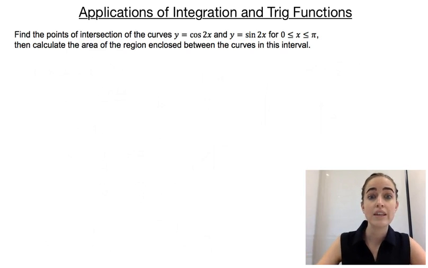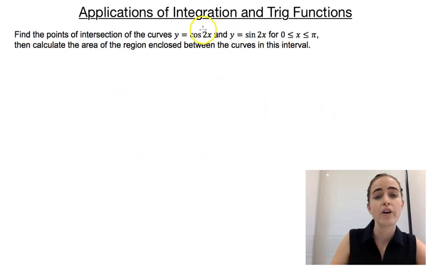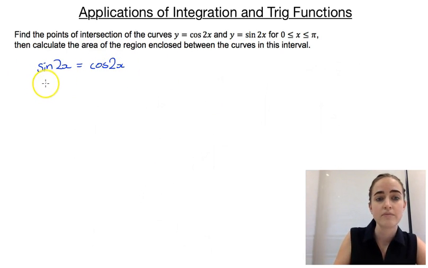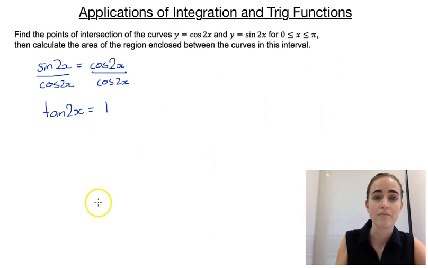So the first thing we're going to do is to find those points of intersection, and we're going to solve these simultaneously. So we're going to have sine 2x has to equal cos 2x, and we want to find out the values of x where that happens. So I'm going to divide both sides by cos 2x. So we'd end up with sine 2x over cos 2x. And sine over cos we know is tan. So we're going to have tan 2x equals 1.